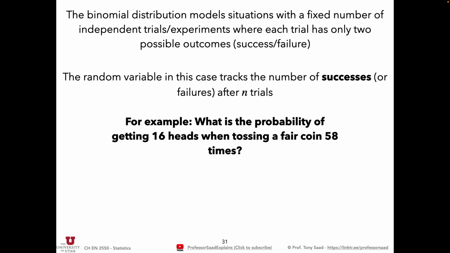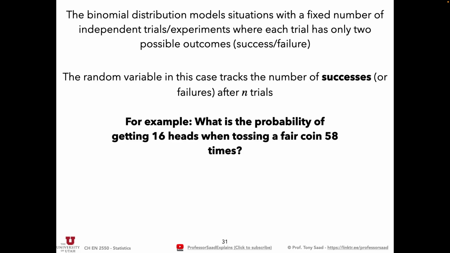So here's an example. What is the probability of getting 16 heads when tossing a coin 58 times? Now, this is a binomial process. I can tell this because I've done this before, but it also obeys the rules of the binomial distribution. It's an independent trial. Tossing a coin is independent. Each time you toss the coin is independent from the previous one. There's only two outcomes, either heads or tails. I can call heads success and tails failure, or tails success, heads failure, doesn't matter. And now I have 58 trials. Okay, so I'm tossing the coin 58 times, and I'm asking what's the probability of getting 16 heads.